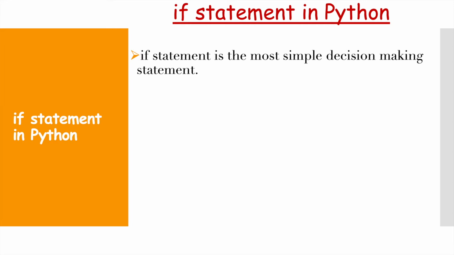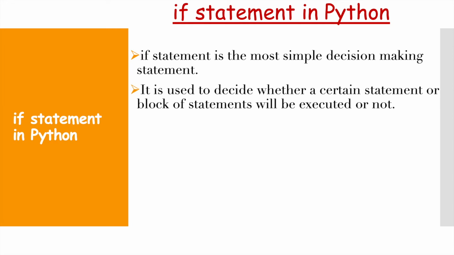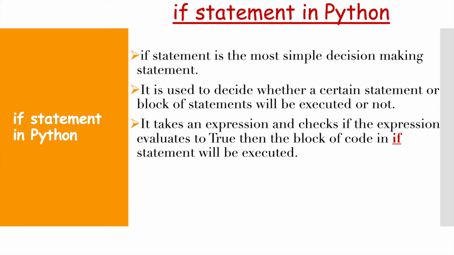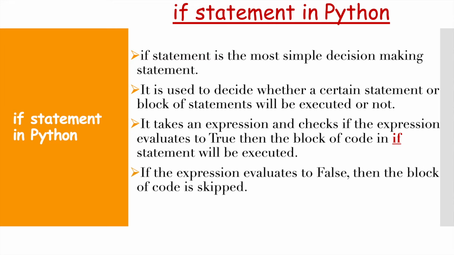The if statement is the most simple decision-making statement in Python, and it is used to decide whether a certain statement or a block of statements will be executed or not. It takes an expression and checks if the expression evaluates to true, then the block of code in the if statement will be executed. And if the expression evaluates to false, then the block of code will be skipped. So this is the syntax of the if statement.